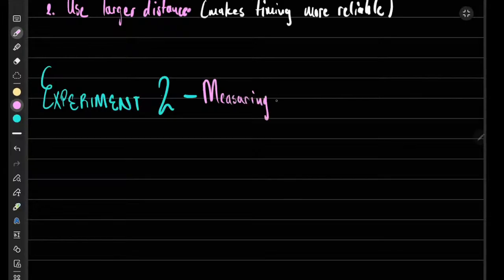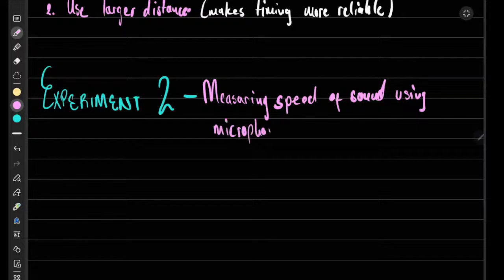Measuring speed of sound using microphones and an oscilloscope. Okay? An oscilloscope is a screen. Not like a computer screen, but something that is a screen. It is an instrument, but it has a screen to display the signals that are going on.